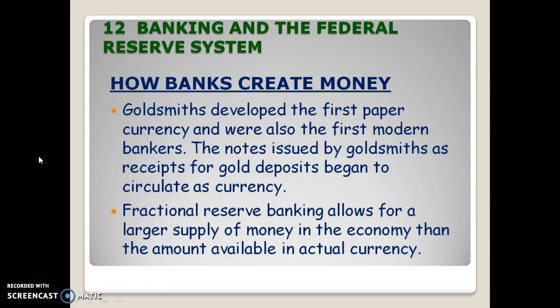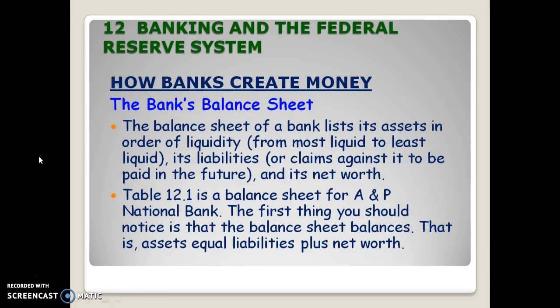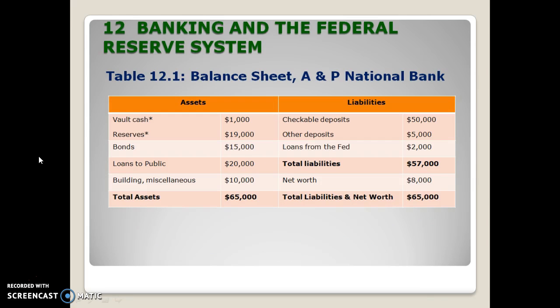Now we look at chapter 12, we're looking at how banks create money. Banks create money based off of the fractional reserve system. So the fractional reserve system looks at the supply of money in the economy and the amount of money that's available in circulation. When we look at a balance sheet of a bank, you want to look at assets and liabilities. You have to note that assets and liabilities have to be equal to each other. That's very important to note when we focus on this.